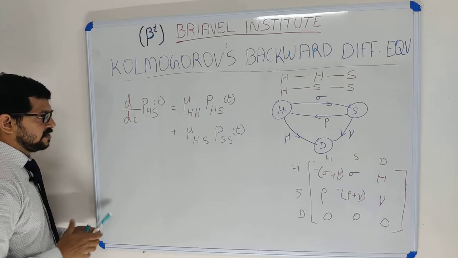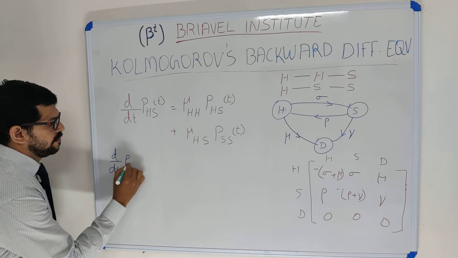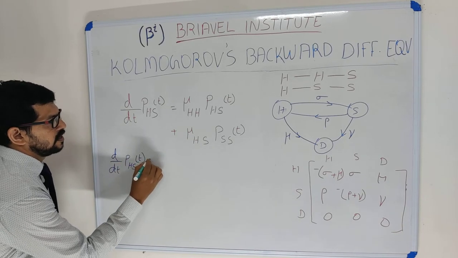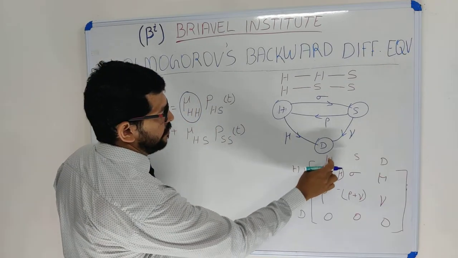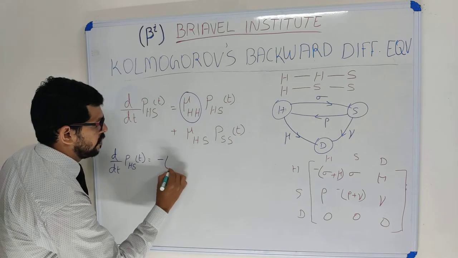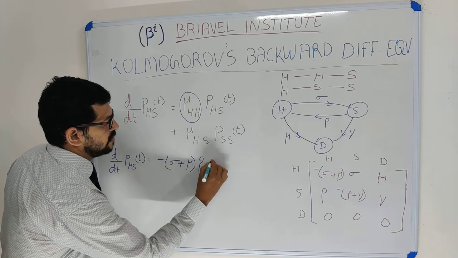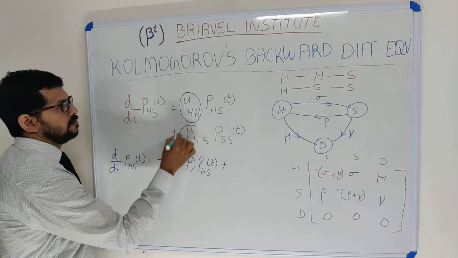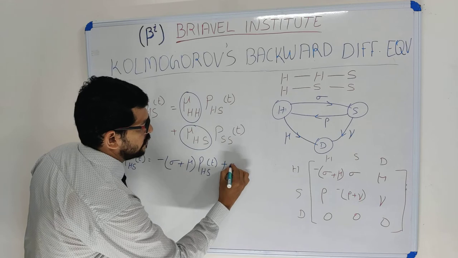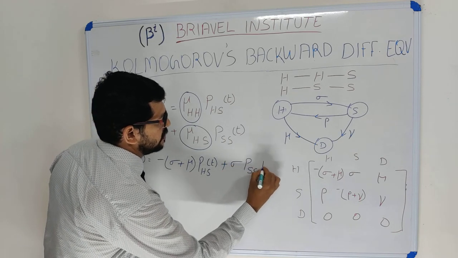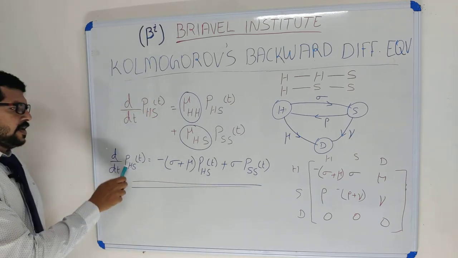So our equation becomes d by dt of P of HS(T) equals mu HH. What are the values? We know that mu HH is minus of sigma plus mu, times P of HS(T), plus mu HS. H to S is sigma. So sigma times P of SS(T). So this is our backward differential equation of P of HS(T).